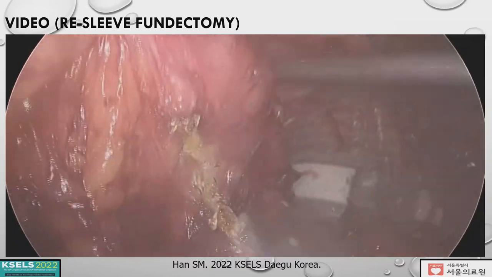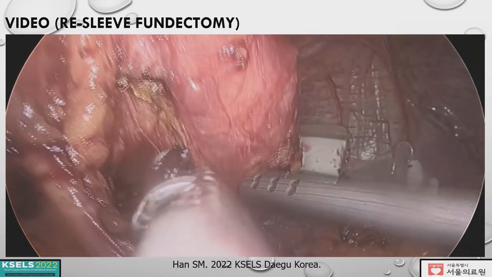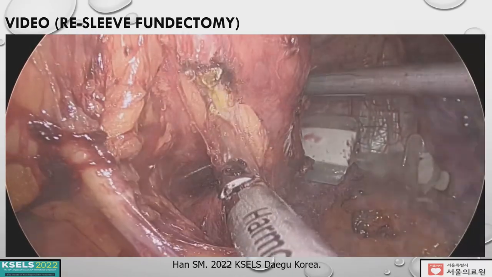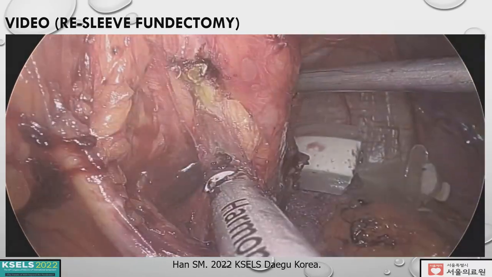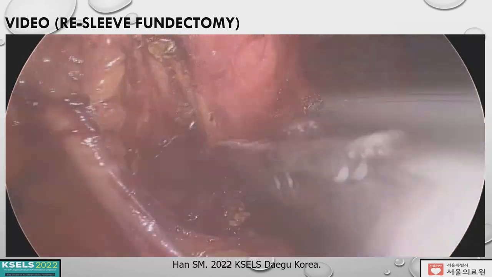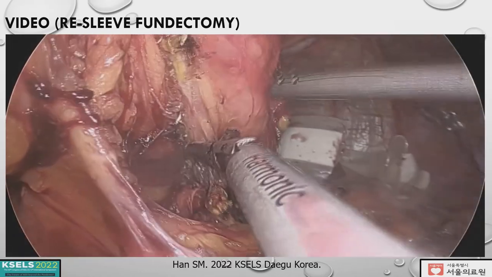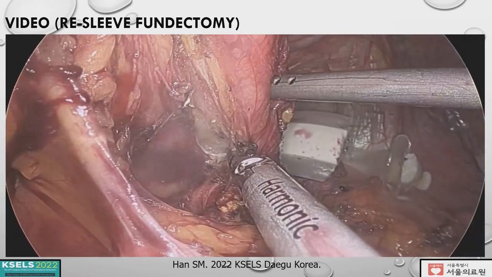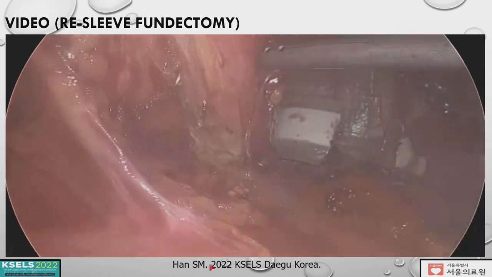During the fundectomy or the gastrectomy, you completely resect the gastric fundus and the posterior remnant stomach. And you can see here.